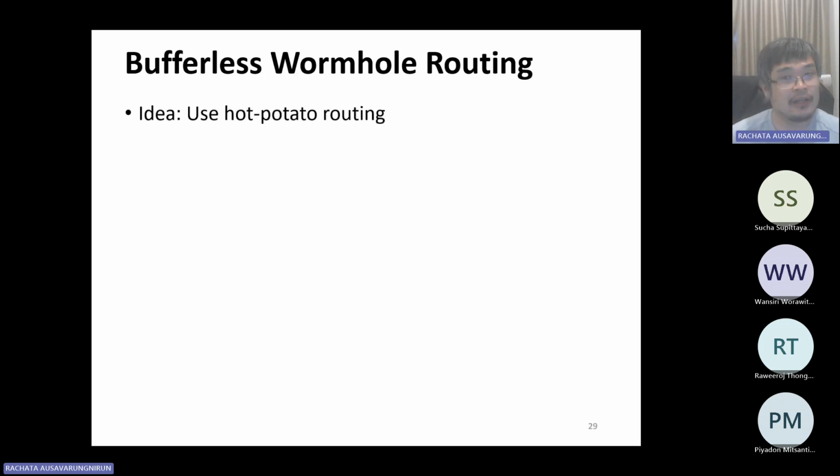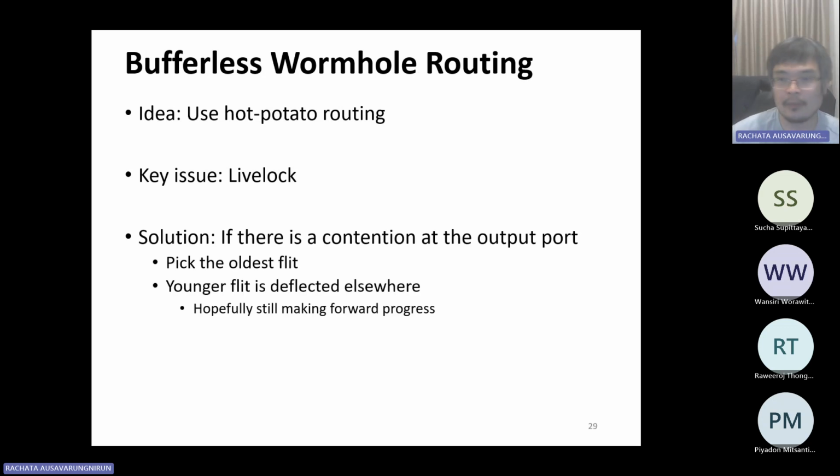So the idea is, hey, can we use something like hot potato routing? Hot potato routing basically means that if I have a packet, I always forward it. I don't have a buffer. I will find a link to throw it on. I throw the packet all the time. The issue then basically is livelocks, right? So you then need to figure out how to solve this. You can pick the older flit, or you can do it like a younger flit, for example.